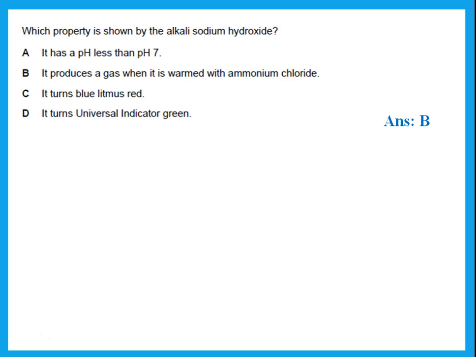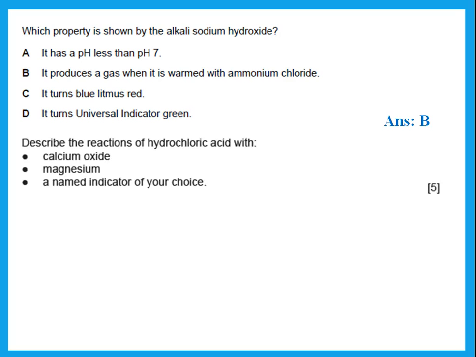Let's check the rest. It turns blue litmus to red. No, this is a base. A base will turn red litmus to blue, not the other way around. It turns universal indicator green. No, this is a base, so it should turn universal indicator blue. Green is for neutral.